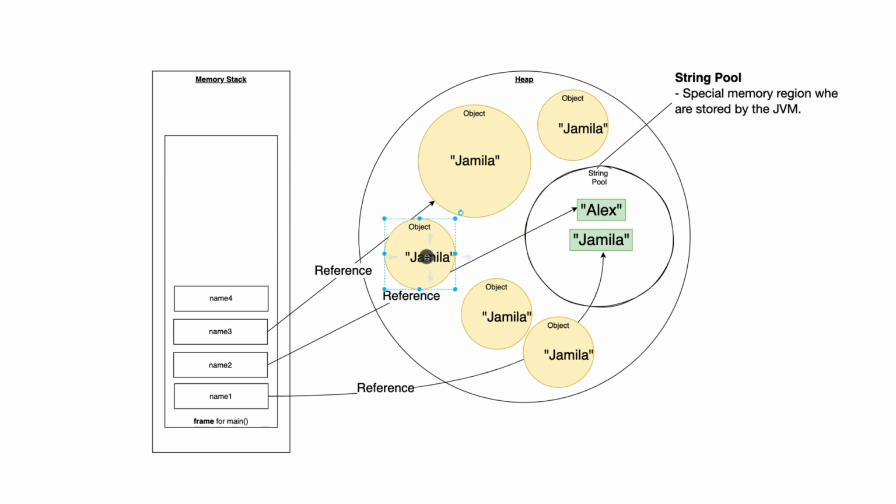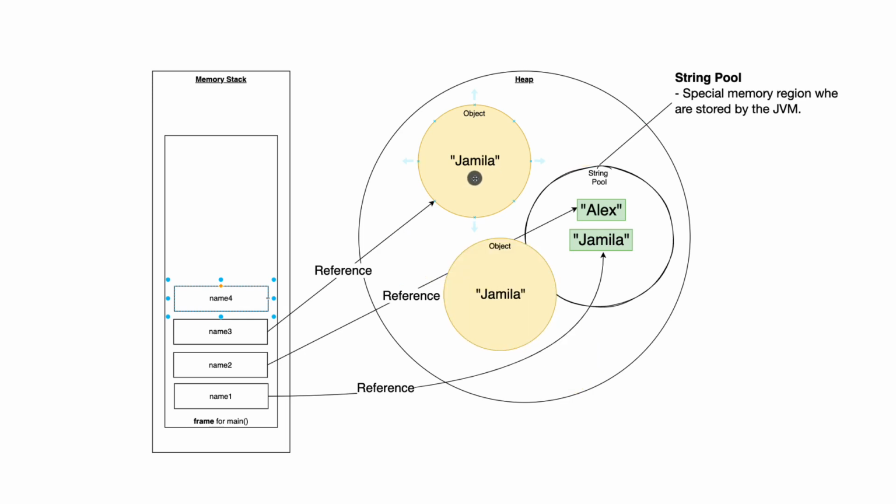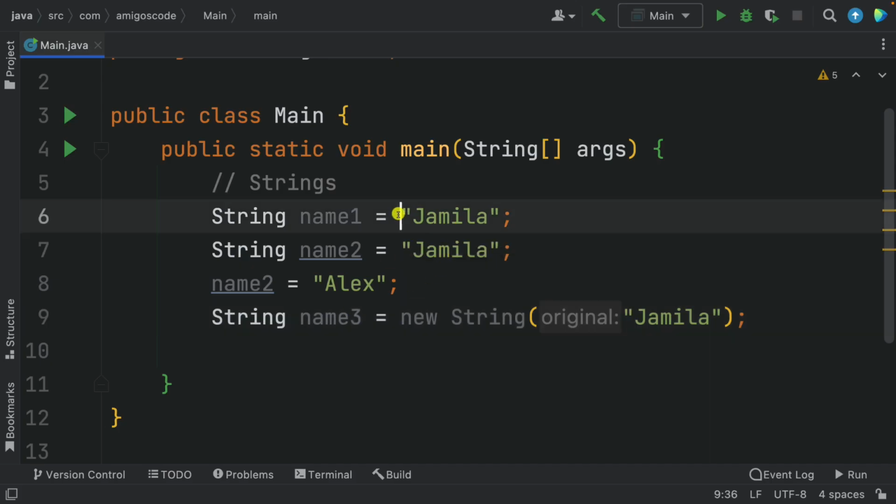But have a look. This is just waste. So Jamila, Jamila, Jamila, Jamila, Jamila, whereas we have a bunch of other variables and they point to distinct objects. So you cannot really reuse them. Now, this obviously is bad. So you should never do this. And instead, you should create strings this way.